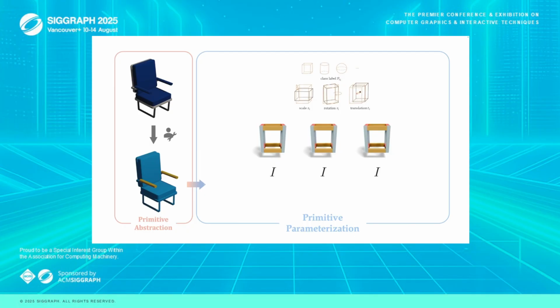However, this parameterization alone is insufficient. Primitives commonly used in modeling, such as cubes and cylinders, have significant symmetries that lead to non-unique parameters for the same state, which is very unfavorable for deep learning.